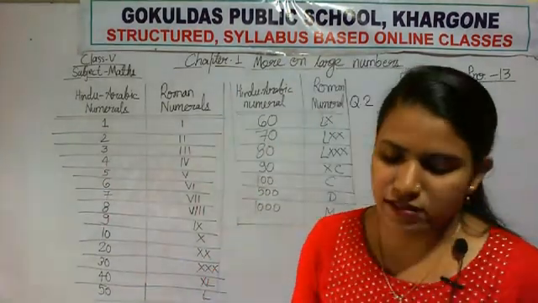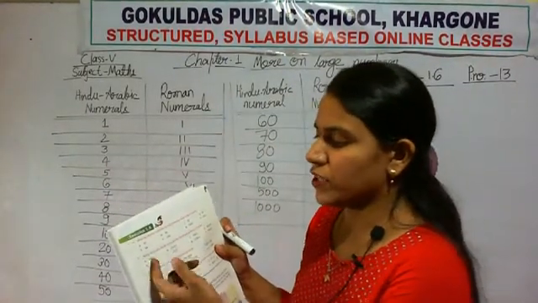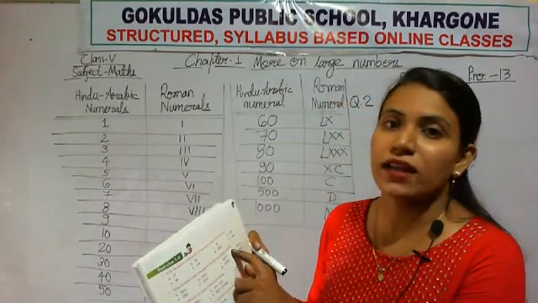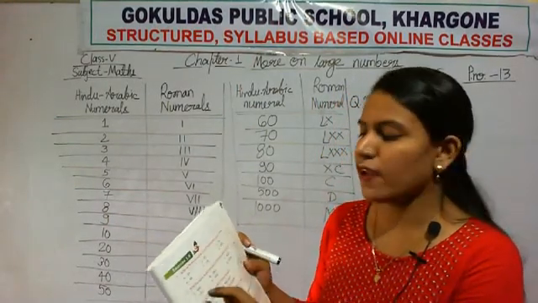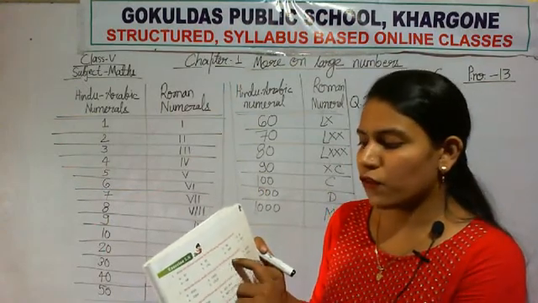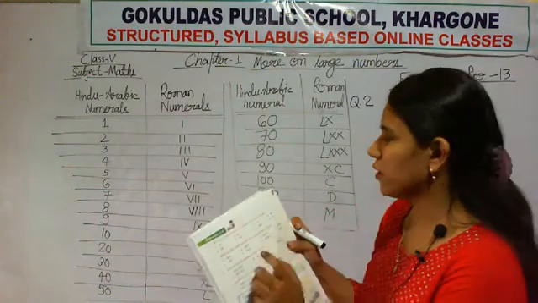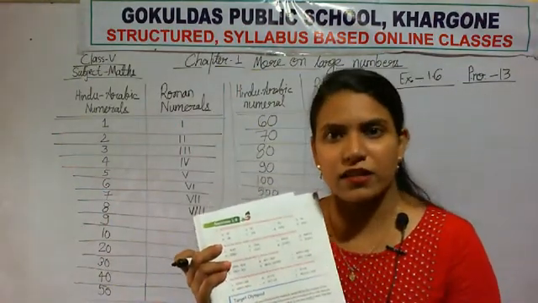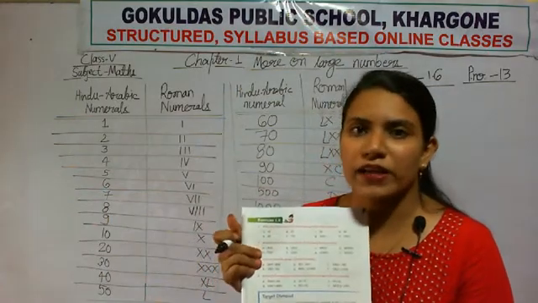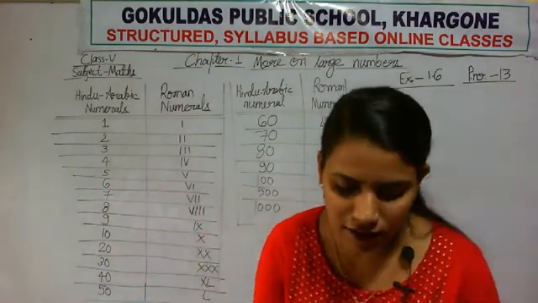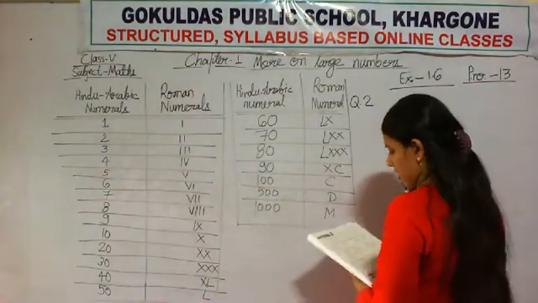Okay, now let's start doing question number 2, which says: write the Hindu-Arabic numerals for the following Roman numerals. You do not need to write from the lecture. I will provide you a PDF for this. You just understand the topic in the online class.